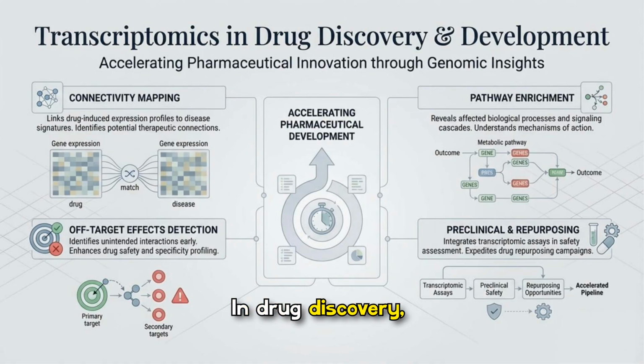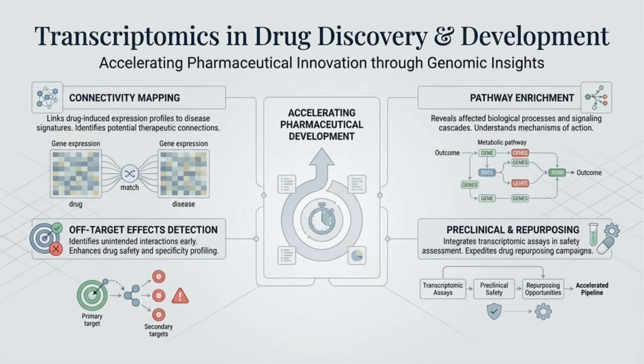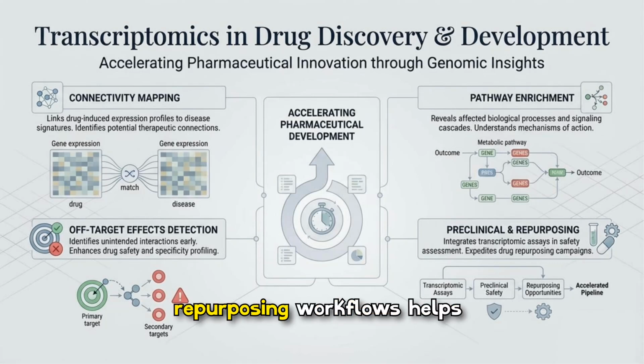In drug discovery, transcriptomics accelerates target identification and mechanism of action studies through connectivity mapping that links drug-induced signatures to disease states, uncovers off-target effects early, and guides pathway enrichment analyses. Integrating transcriptomic assays into preclinical safety and repurposing workflows helps prioritize candidates and speeds an evidence-based, more efficient development pipeline.